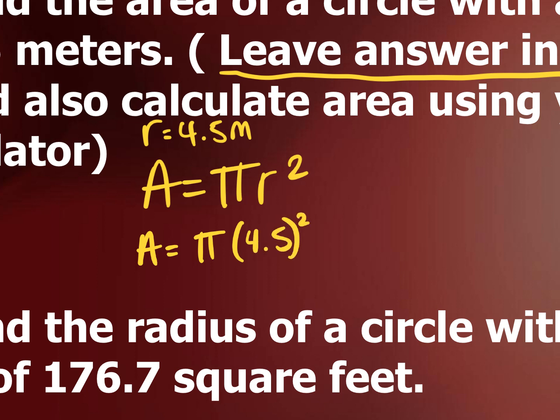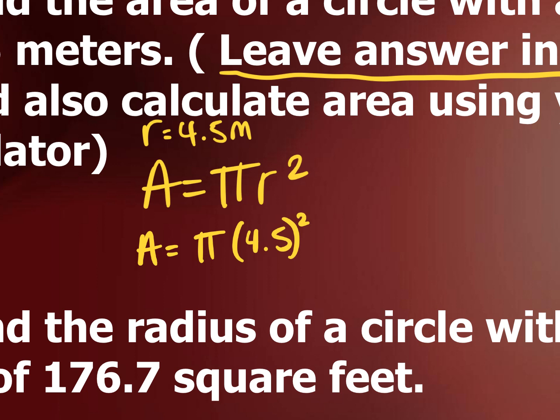Guys, I have a really important question for you. Are we squaring pi? No. What is the only thing that we're squaring here? 4.5. So in your calculator, make sure you are not squaring pi. You do 4.5 squared first. Why does that come first?